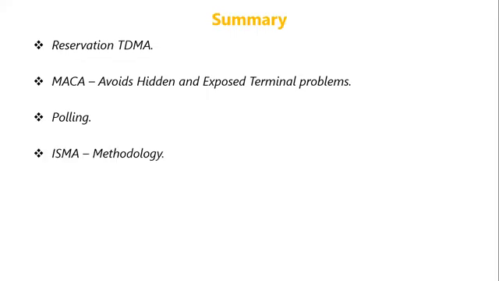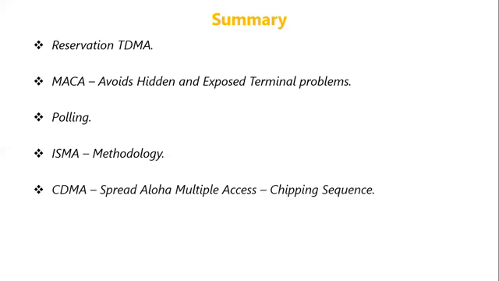Then we discussed ISMA, idle sense multiple access technique, where the base station communicates with the mobile station using either a busy or an idle tone. Whenever the busy tone is heard, the mobile station will not communicate back to the base station. But once the busy tone stops, the mobile stations will start sending data to the base station. Whenever there is a collision, the base station will send a busy tone.